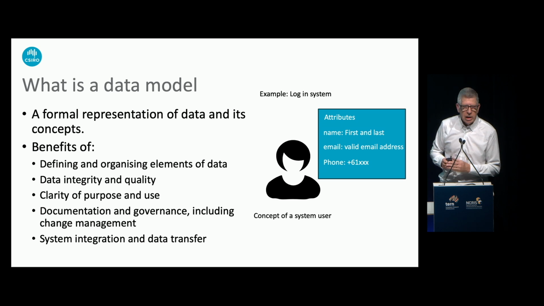It provides a clarity of purpose and use for your data, leading to an ability to document and govern your data as well, using things like version control and change management processes. And more importantly, it does allow you a standardised way to exchange and use your data.